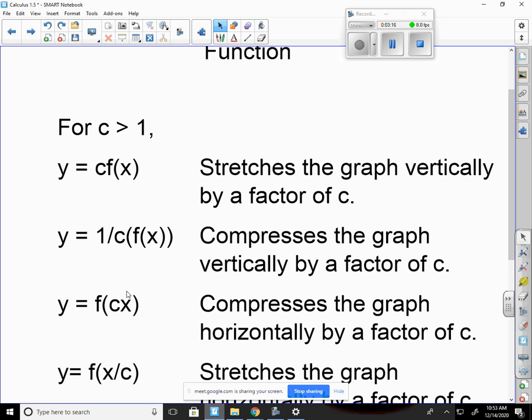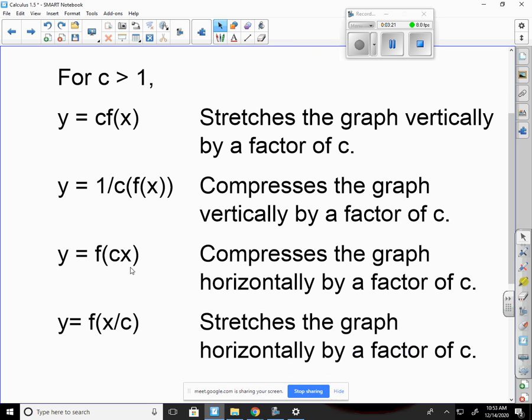Then if the c is just everywhere that there's an x, it compresses the graph horizontally, or if the c is inside parentheses, if we're looking at an absolute value, if it's inside the absolute values, then it's going to compress it horizontally if it's the whole number, and if we're dividing by c, it is going to stretch the graph horizontally. So these work opposite of each other as we look across what it does each time.